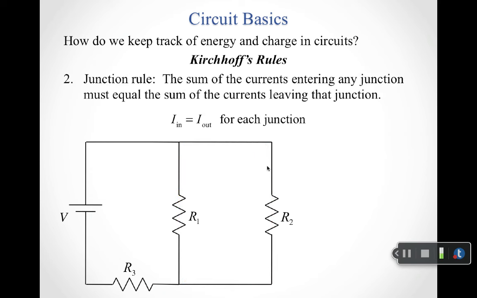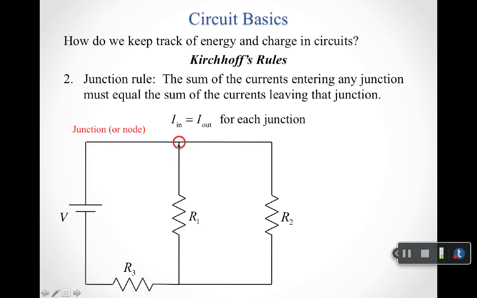The second rule is the junction rule. That tells us that the sum of all the currents entering any junction must equal the sum of the currents leaving that junction. Mathematically, we're going to tend to write this as the current coming in equals the current coming out. And again, this has to be true for each junction.